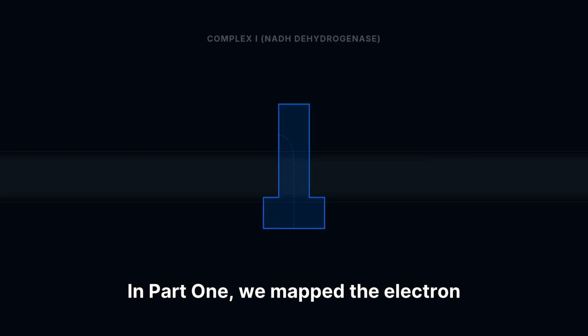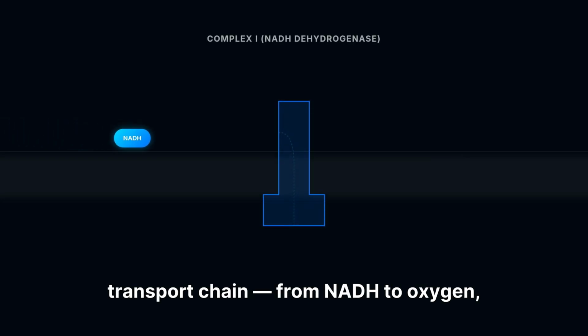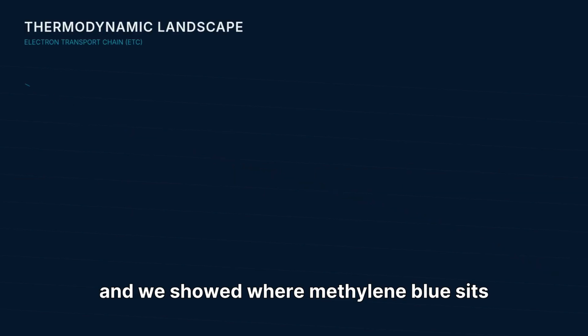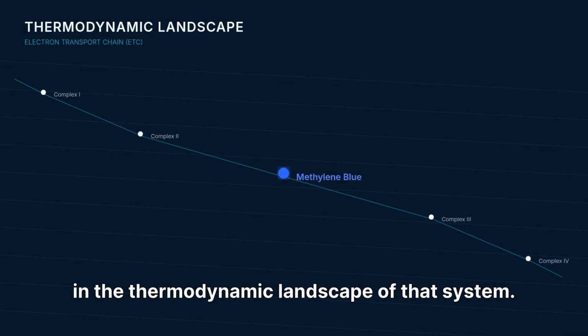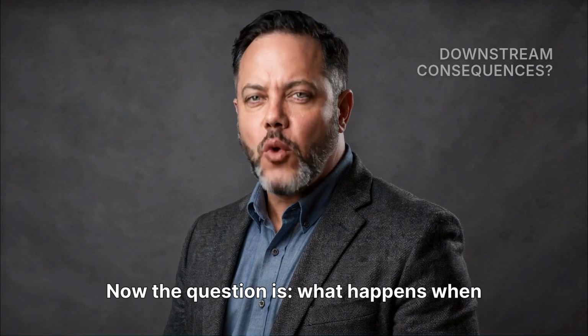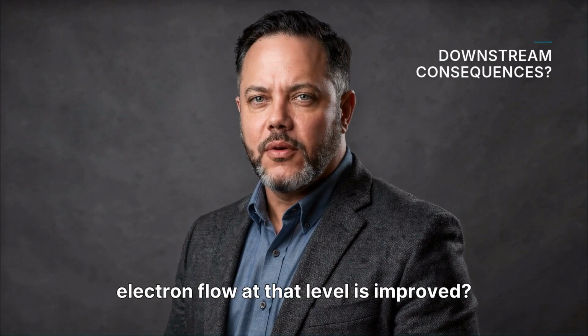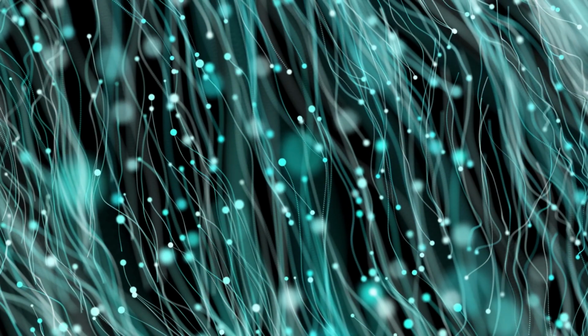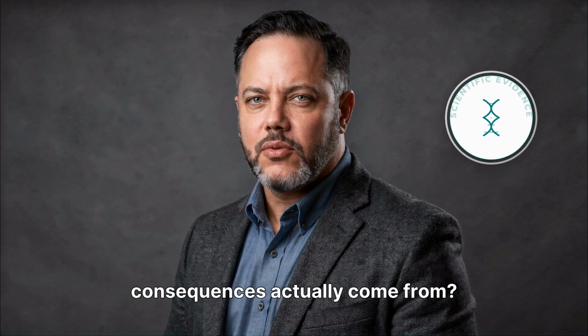In Part 1, we mapped the electron transport chain, from NADH to oxygen, from Krebs cycle to ATP synthase, and we showed where methylene blue sits in the thermodynamic landscape of that system. Now the question is, what happens when electron flow at that level is improved? What are the downstream biological consequences? And where does the evidence for those consequences actually come from?